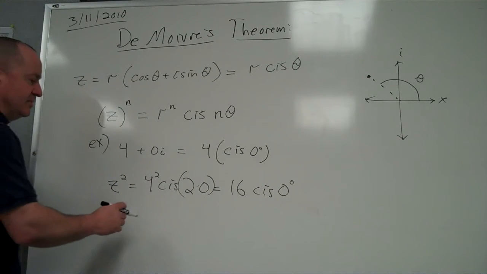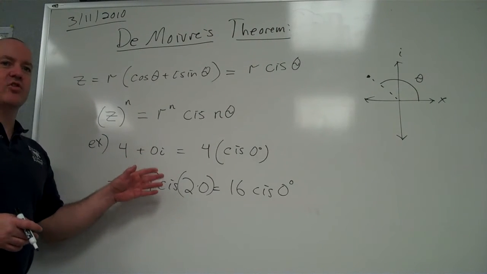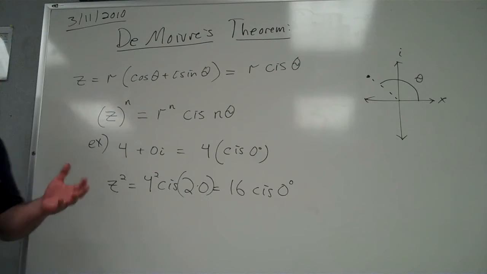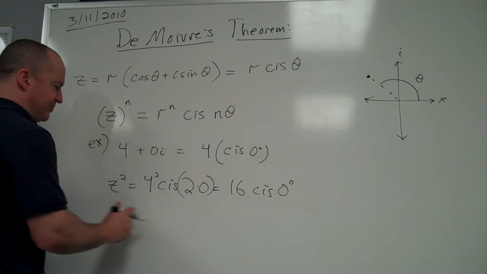Are we going to have to graph that? Yeah. Well, you're only graphing points. You know, I may do something like z equals 4 cis, graph z squared, z cubed, square root, and all that sort of stuff. We'll get to that in a sec.